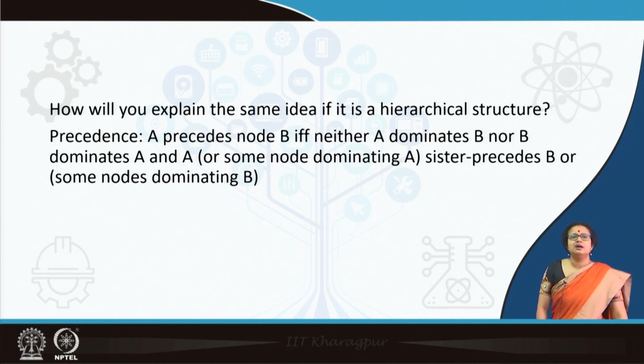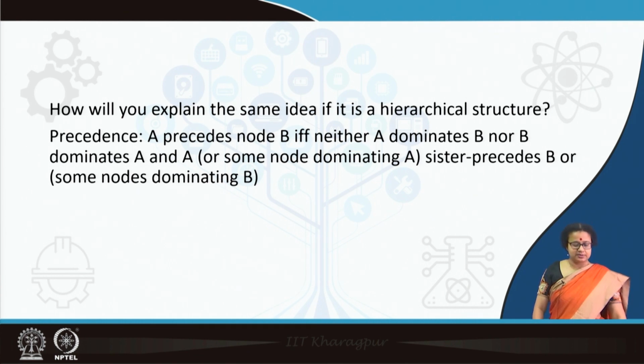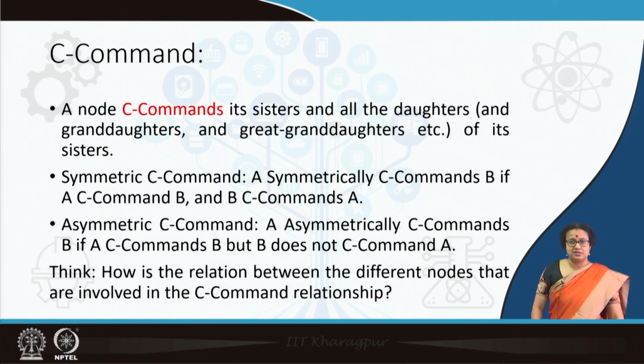So, how are we defining precedence now? We can say A precedes node B if neither A dominates B nor B dominates A, and A or some node dominating A sister precedes B, it is a sister and also preceding it, or some nodes dominating B. So, it is useful if you can break the definition into different components and then try to read it, it will be easier. We can then emphasize different components one by one and learn about the definition in a better way.